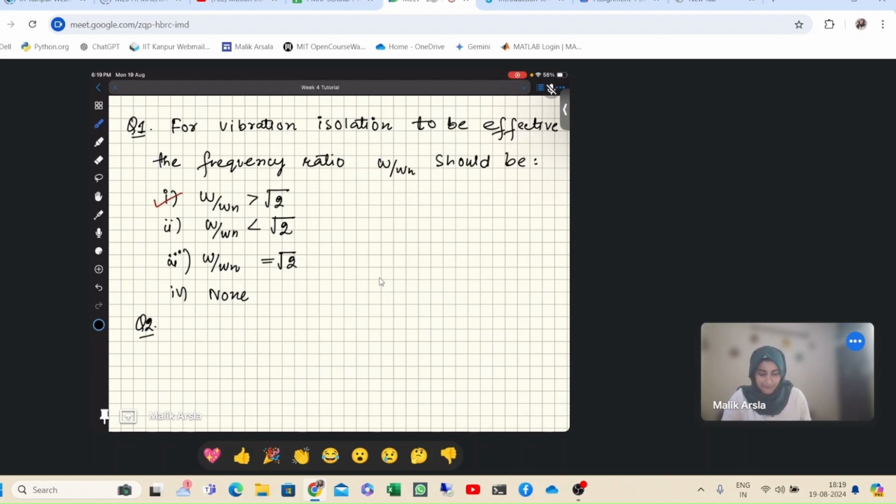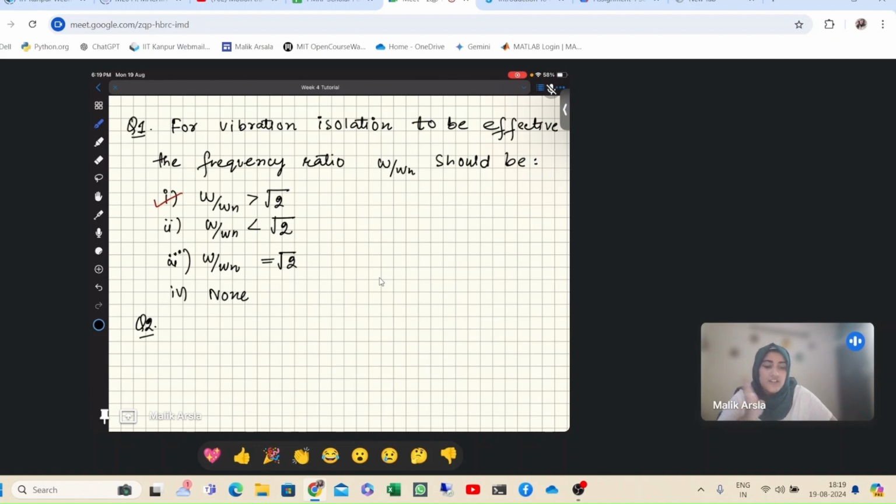Ma'am, my question is, can we control this range? Because omega n is the natural frequency of the system, and omega is again not in our control, whatever the external excitation force is acting on it. So how can we control omega by omega n? No, obviously we can control. For example, we can increase the mass of the system.